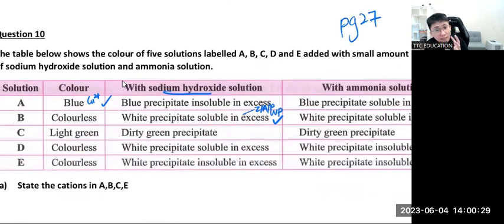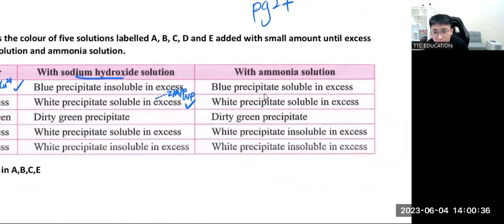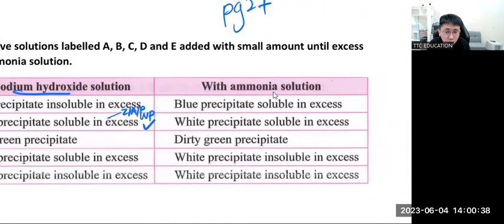Get it? But ZAP is not a final answer. ZAP is just like 3 answers. So how to get complete answer? You see, I do second test. With ammonia solution, I will see white precipitate that is soluble in excess. Again, WP with a tick. But this one under ammonia.